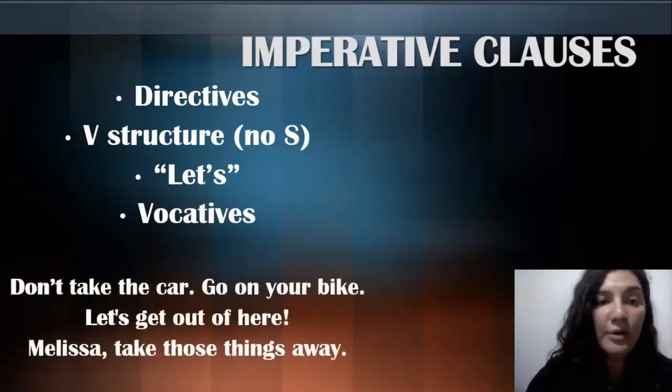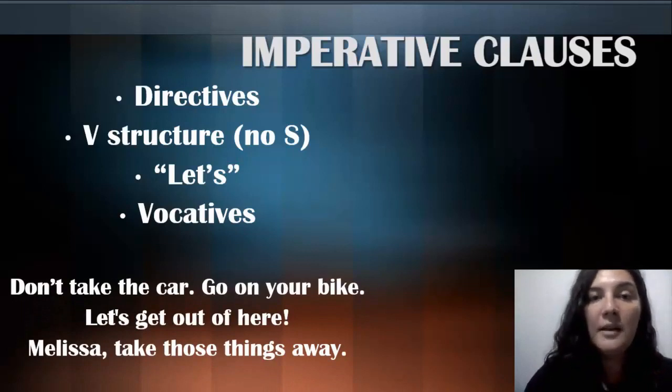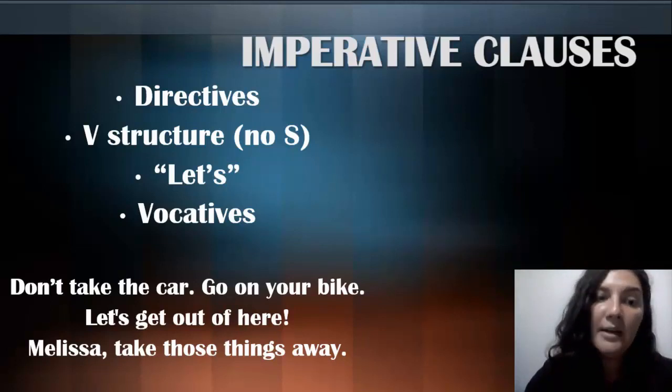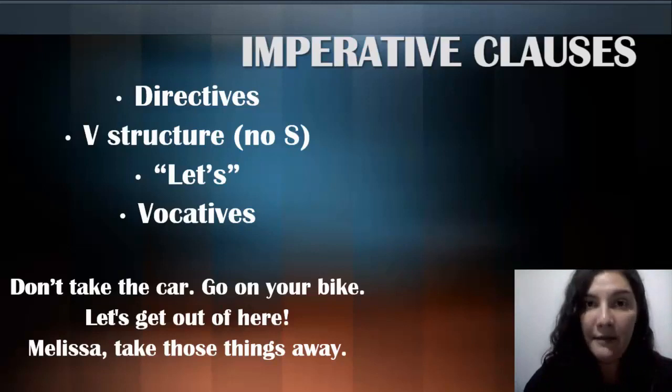In the first example, don't take the car, go on your bike, we have a simple imperative clause that is a directive in which we have that verb structure without subject. In the second example, let's get out of here, we have the special case for let plus us in the contracted form. And in the last example, Melissa, take those things away, we have the use of a vocative where Melissa is the subject noun phrase used in order to identify the person who is going to perform the action.